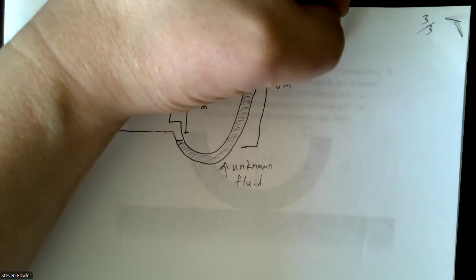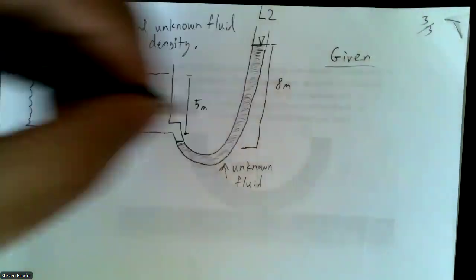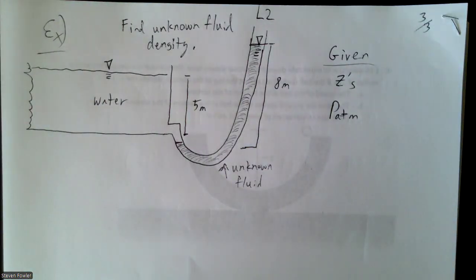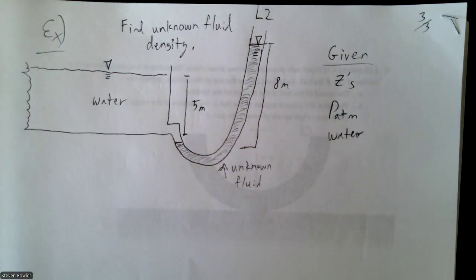Now, so what do we know here? Well, given, I've got some z values. So I'm given some z's. I'm given p atmosphere in a few places. I'm given the fact that I have water. Now, normally I can write these out as numbers. I can say, well, Z1 is equal to 0 and Z2 is 5 meters, or something like that. So normally I can do things like that. Here, it's not really defined. I just have a picture that I have to kind of figure out what I'm going to use.